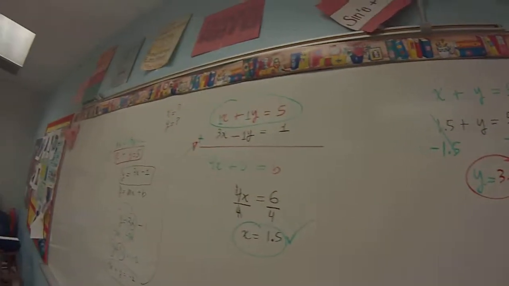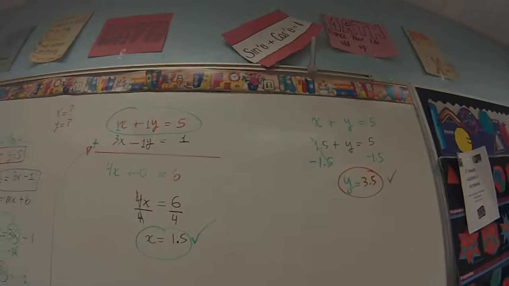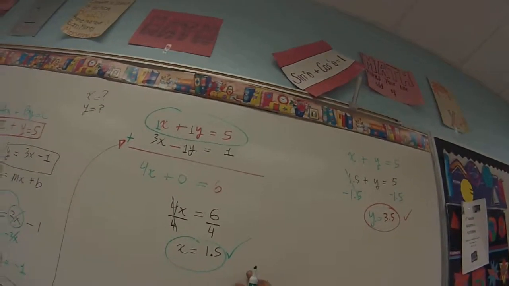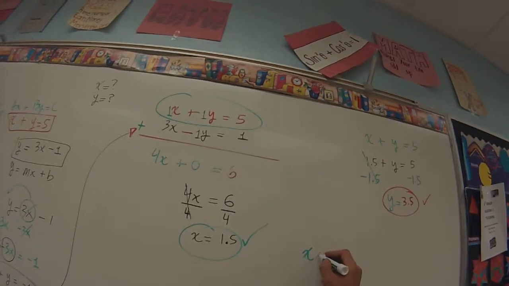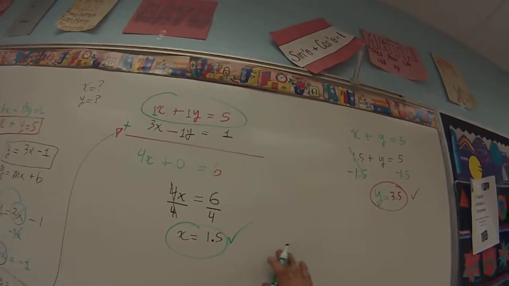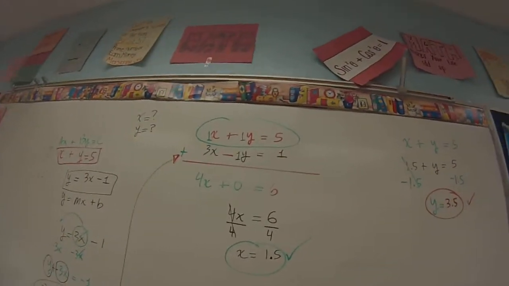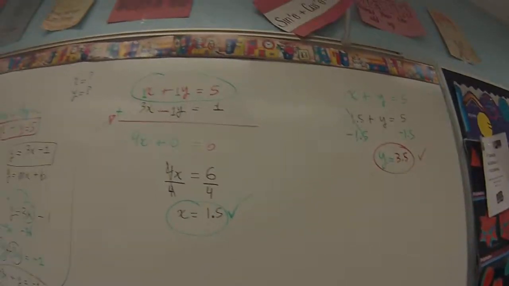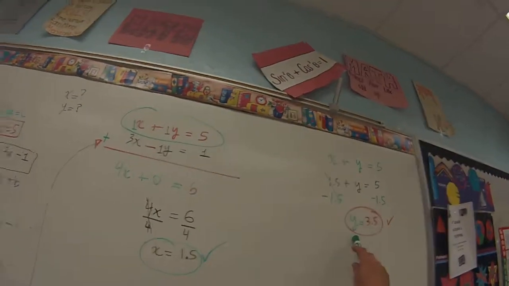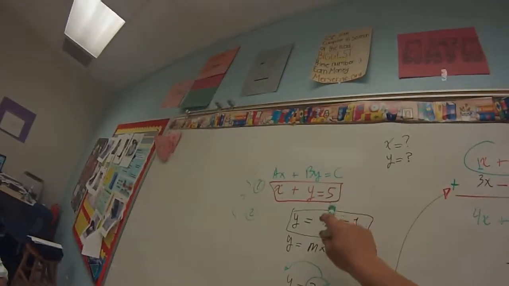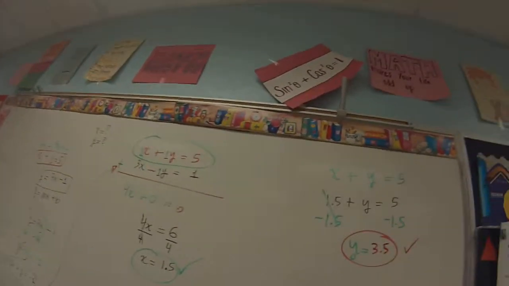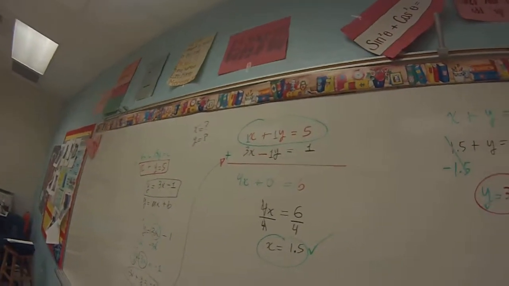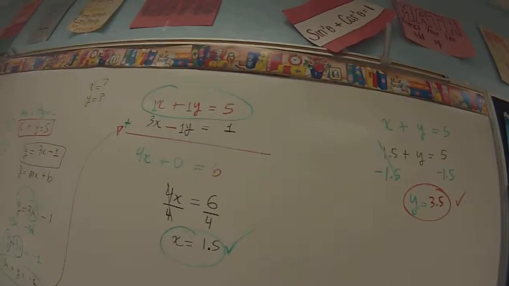And there, I found my solution to my system of equations. The x is 1.5 and the y is 3.5, and that will be the answer. If you substitute 1.5 and 3.5 into each of the equations, it will make both of them true. Try it out for yourself and you'll see that it makes both of them true.